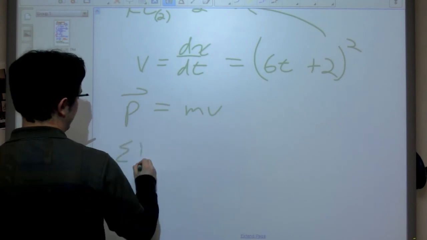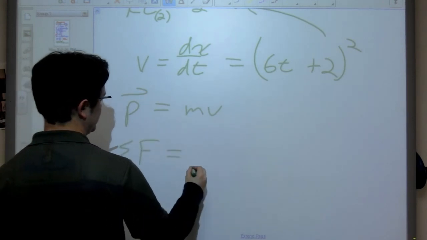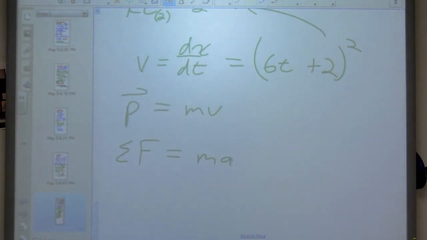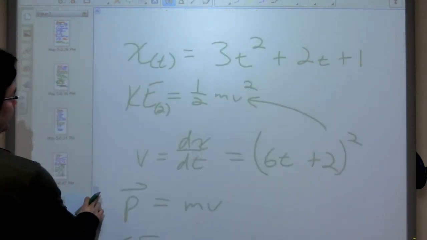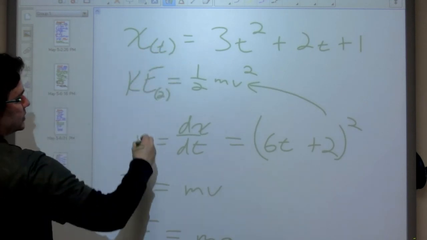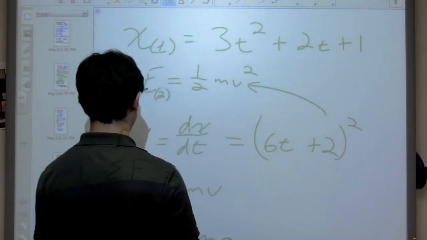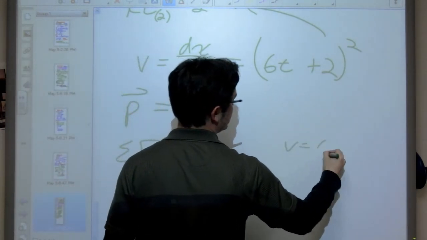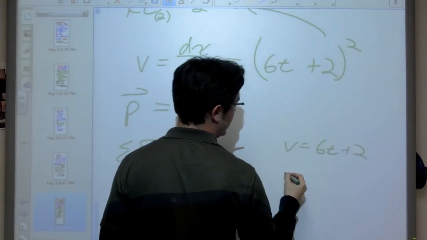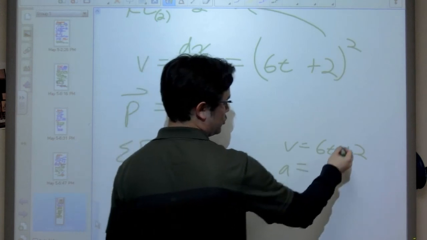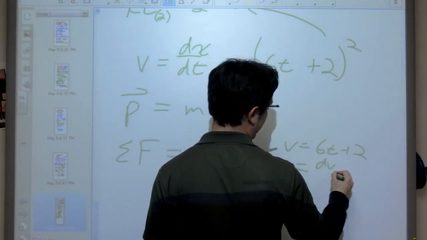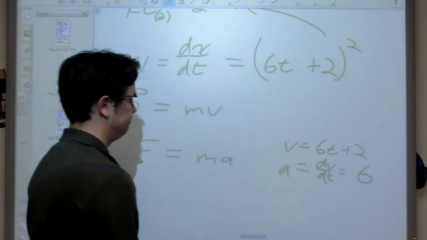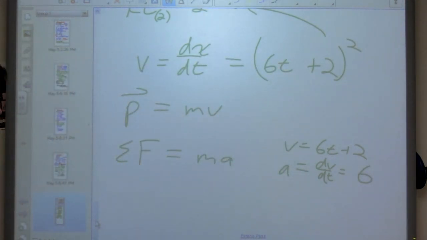Maybe you want to find the net force on something. Well, the net force is going to be equal to ma. You take your x, you take the derivative, here's your velocity. So my velocity is 6t plus 2. I'm going to find my acceleration, which will be the time derivative of my velocity, which is going to be 6. My acceleration is a constant, 6 in this case.